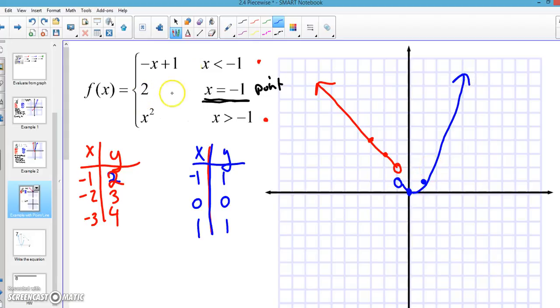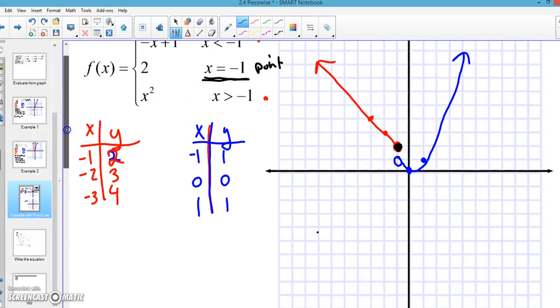And then this middle piece that I have identified as a point, let's go back to black since that's how I wrote it, is just the point (-1, 2). That point fills in the open circle on the red function, but still it would not be continuous because it doesn't connect with the other function at all. So there would be your point represented by y equals 2 if x equals -1.